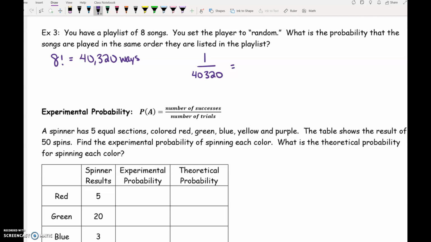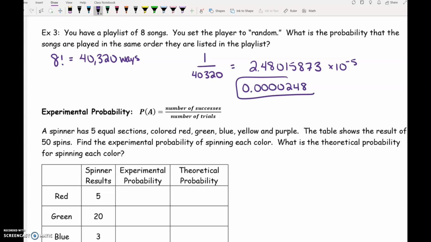What do you get in your calculator? I'm going to just write it out. 2.48015873 times 10 to the negative 5th. 10 to the negative 5th means that you're moving the decimal to the left 5 times. So this is actually 0.0000248. It's this crazy small number.